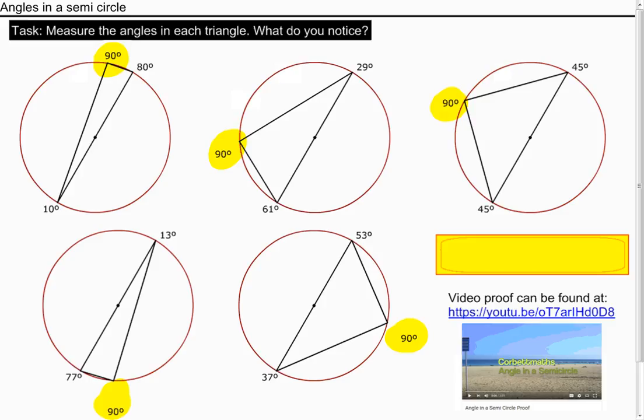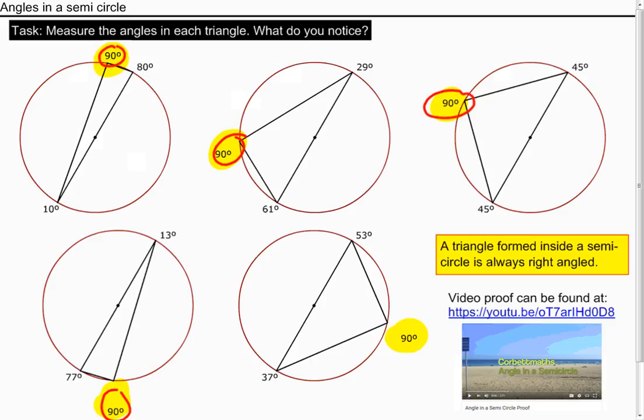2 chords drawn on to form a triangle, remember a chord is a line that passes from one point to the other, so that's a chord there, it doesn't pass through the center. Whenever we've got 2 chords and a diameter, we've formed a right angle triangle. A triangle formed inside a semicircle is always right angled. And it's always right angled at this point of contact here, not on the diameter.